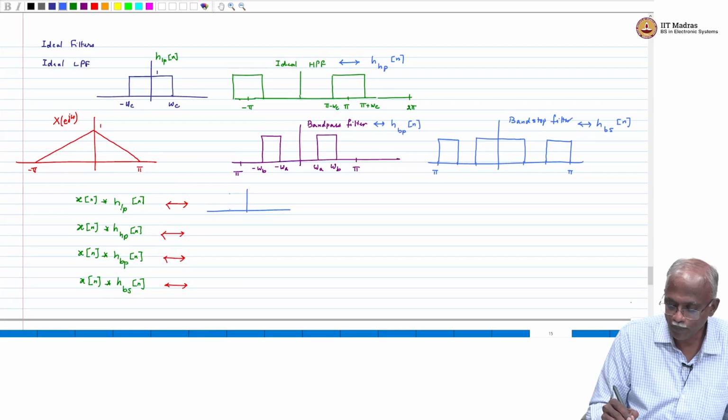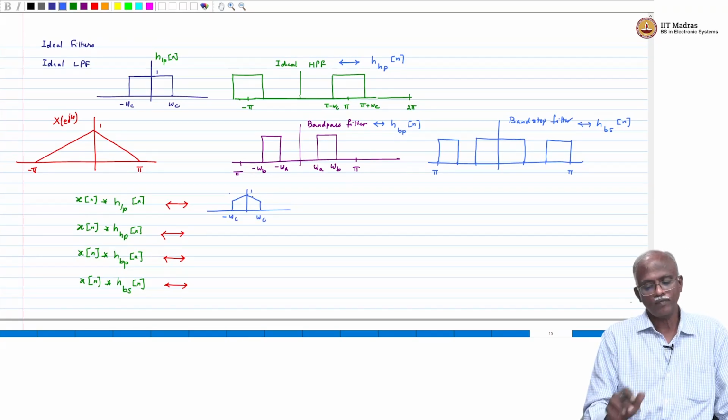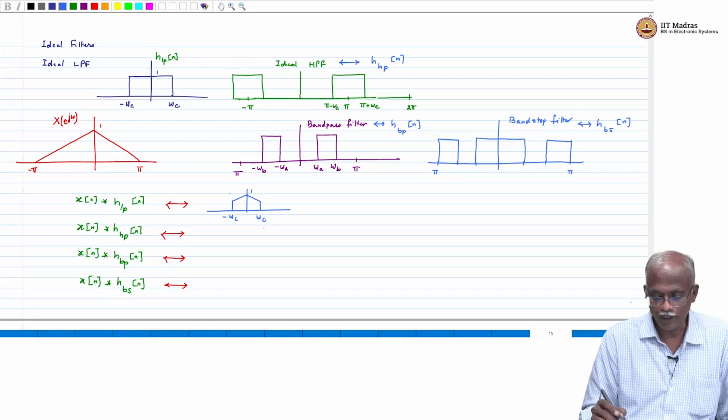Multiply by the low pass filter from minus omega c to omega c, height equal to 1. That is the output of the low pass filter.